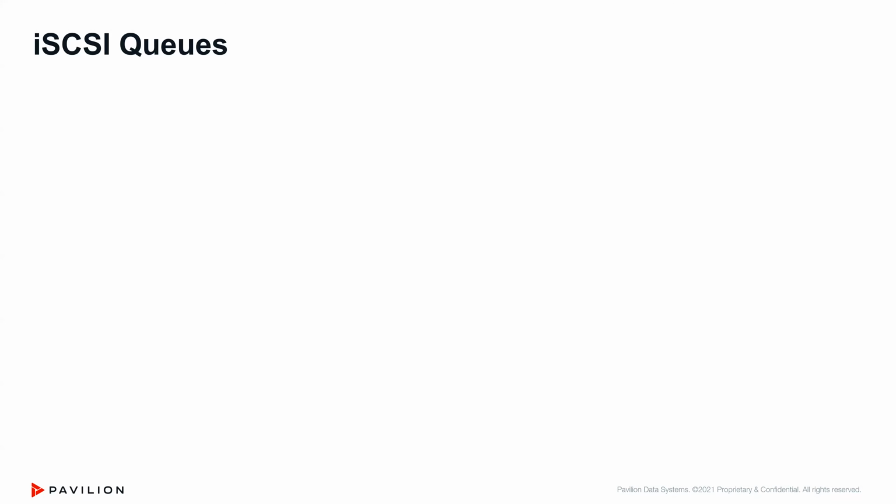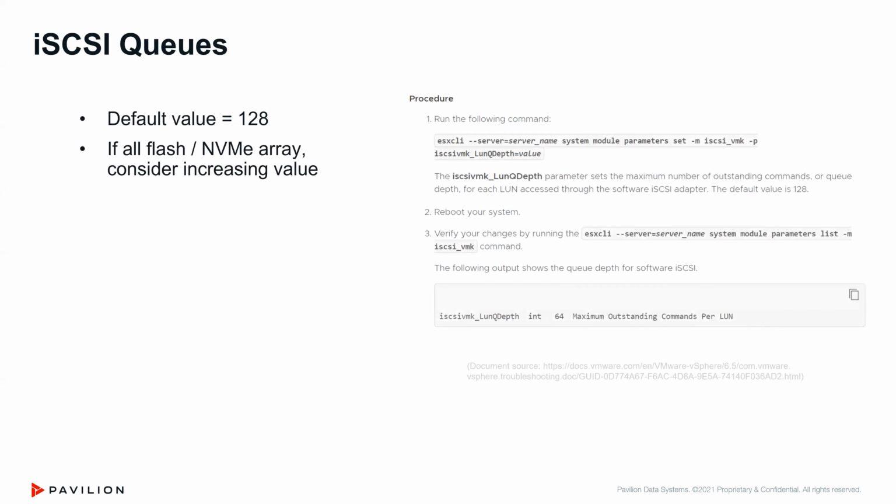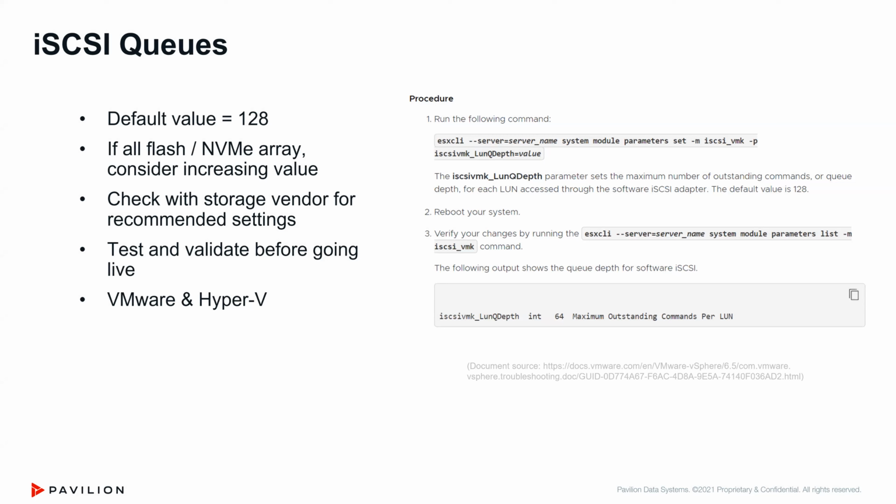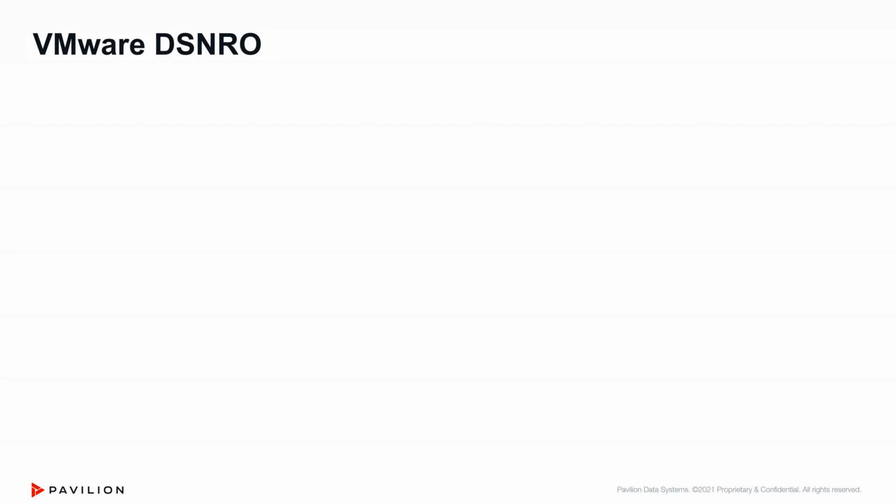Now, iSCSI, this is VMware and Hyper-V. The default queue depth is 128. So again, if you're on really good storage, this is probably too low. As always, check with your storage vendor for recommended settings, test and validate everything. But there is the example of how to go change this on VMware. Their knowledge base article says go from 128 to 64. That's really silly. A lot of times we're going to go 256, sometimes a lot higher, depending on the storage platform that you've got. So that cleans up that layer.